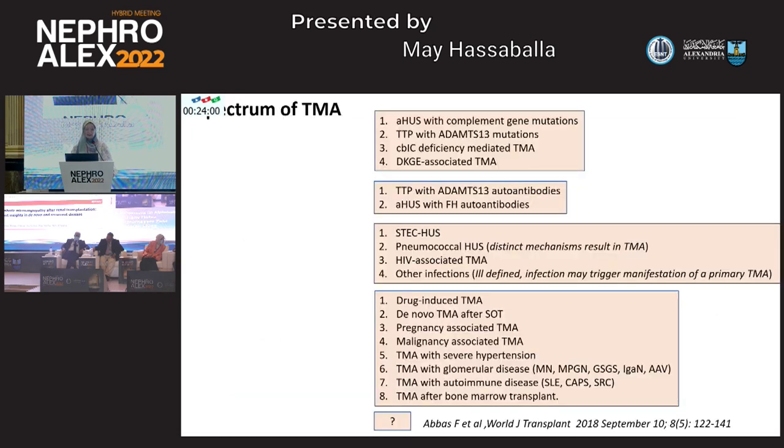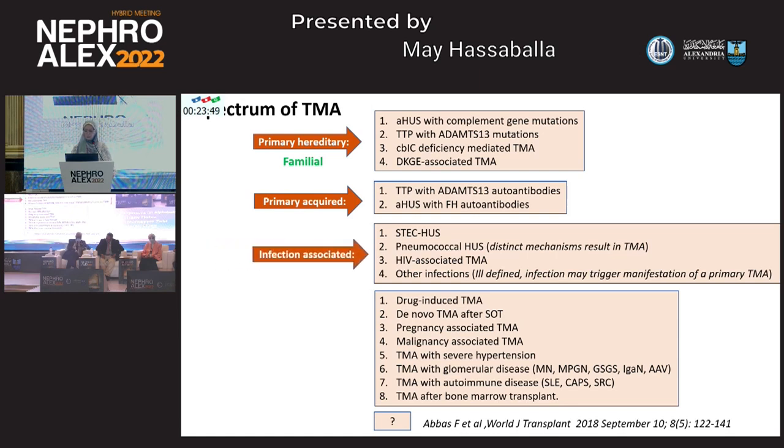Just like we mentioned, it can be primary hereditary, due to a genetic defect, or primary acquired. These are the primary forms. It can also be secondary, due to Shiga toxin or other infections, or due to the many causes that we have mentioned, and still there is going to remain a group of patients where the diagnosis is unknown.